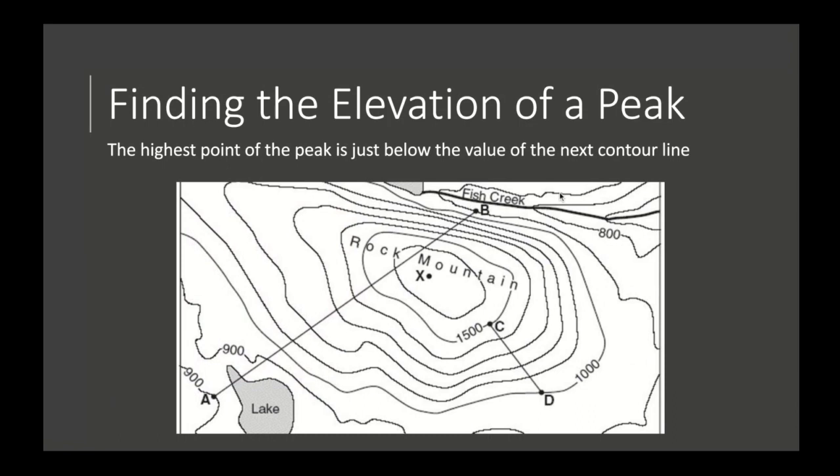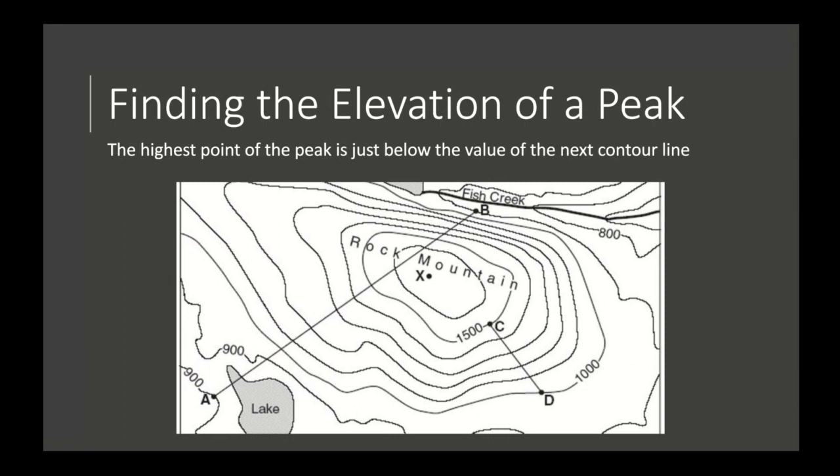So, like I said before, the circles that go consecutive around and around until there's just one circle, that's going to be depicting a peak. And we want to practice how to find the elevation of a peak. The peak is going to be the highest point just below the value of the next contour line. This might sound a little confusing, but it's pretty easy to find the rough estimate of the elevation of the peak of the mountain.